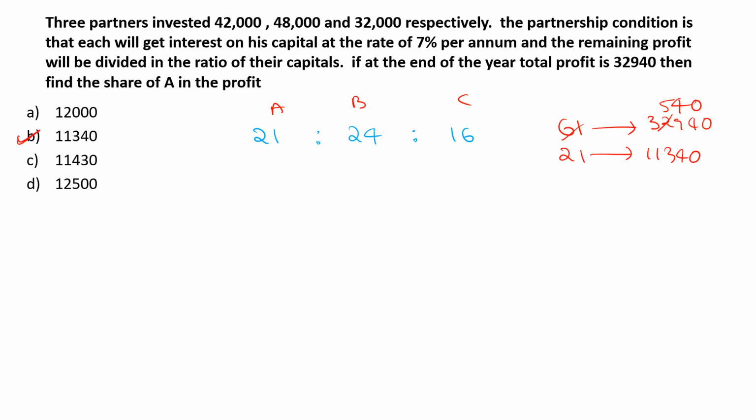Just neglect that 7% interest and all those things. That will make nothing change in the question when you solve it according to the ratio. Taking the 7% interest for A, 7% of 24, 7% of 16, and then distributing the remaining profit in the ratio of 21:24:16 will change nothing. Just go through the basic knowledge and take the value of 61 as 32940 and find the value of 21. That is what we require. That is 11,340.